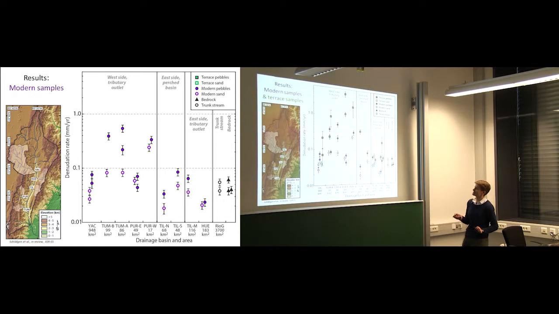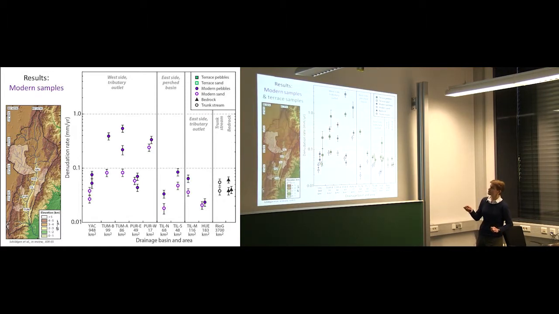Okay, so in this case, these little open green squares are sand samples from the terraces, and the filled green squares are pebble samples. All right, so let's first just look at the western tributaries. What we're seeing is some extremely high paleodenudation rates. This is 1 millimeter per year, so these are extremely high.